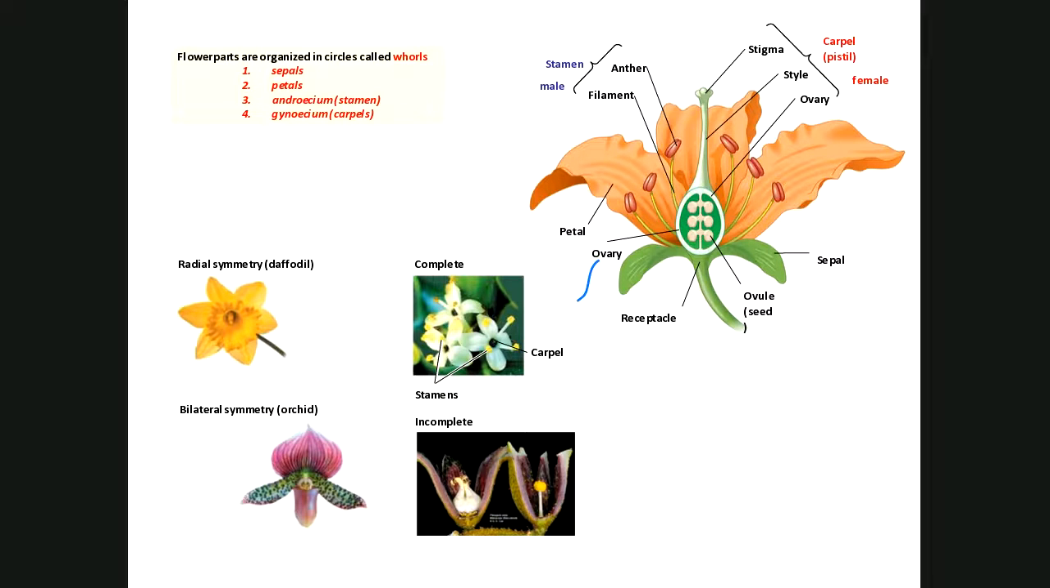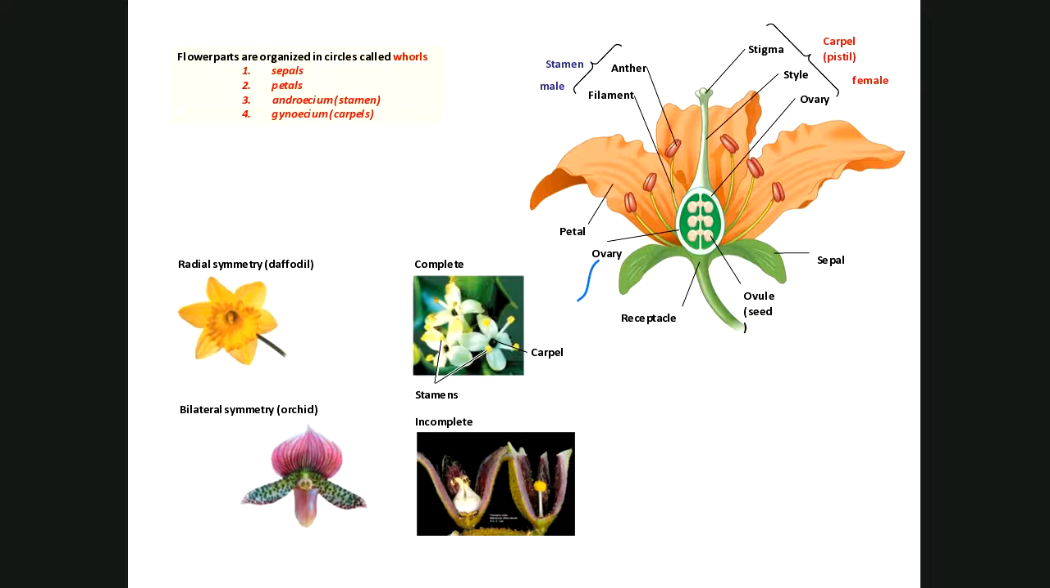Now, if a flower has both the male and female parts, it's complete. But in the second one, it's incomplete. This could be in separate flowers on the same plant, or separate plants, right? These are what we call incomplete flowers, because they have either the ovary or the stamen. All right, so the stamen is the male part.